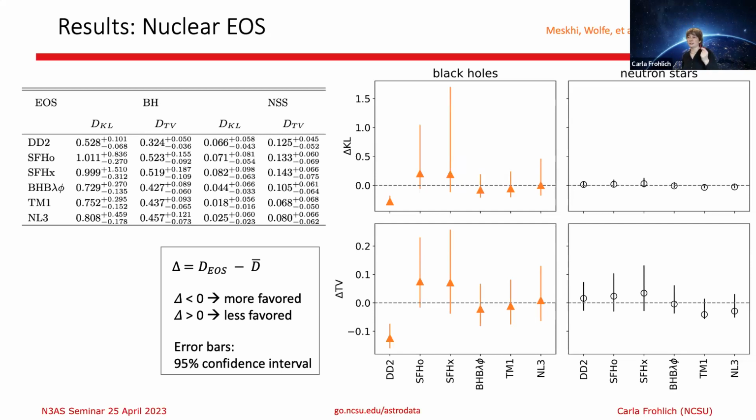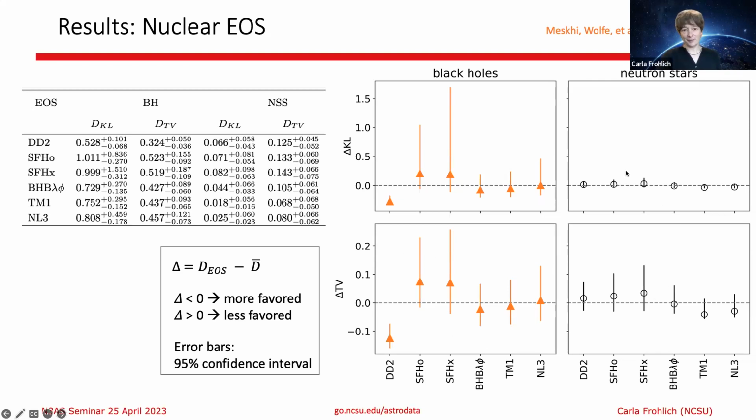What we plot in each of these four panels is the distance measure per EOS, and subtract from that the average distance across all EOSs. This means if the value plotted on the vertical axis is less than 0, this equation of state is more favored. If the value on the vertical axis is positive, the EOS is less favored. And the error bars are the 95% confidence intervals on this.